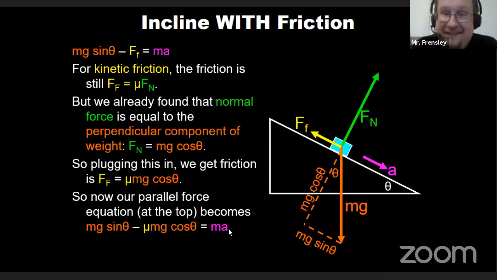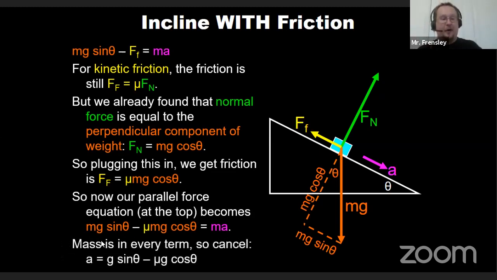And because mass is in every term, and it has to be in every term. If mass is missing from one of your terms, you can't cancel it out anywhere. But because mass is in this term, and in this term, and in this term, and terms are separated by a plus, a minus, or an equal sign, just so you know, then we can cancel out all the masses. So look, we still have acceleration equals g sine theta, just like before when we didn't have friction. But now we have this term that's going to take away from our acceleration based on how much friction there is.